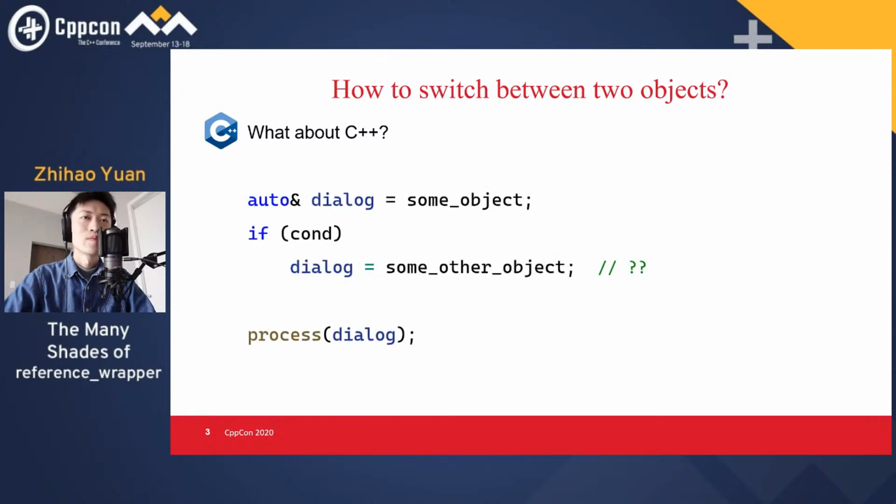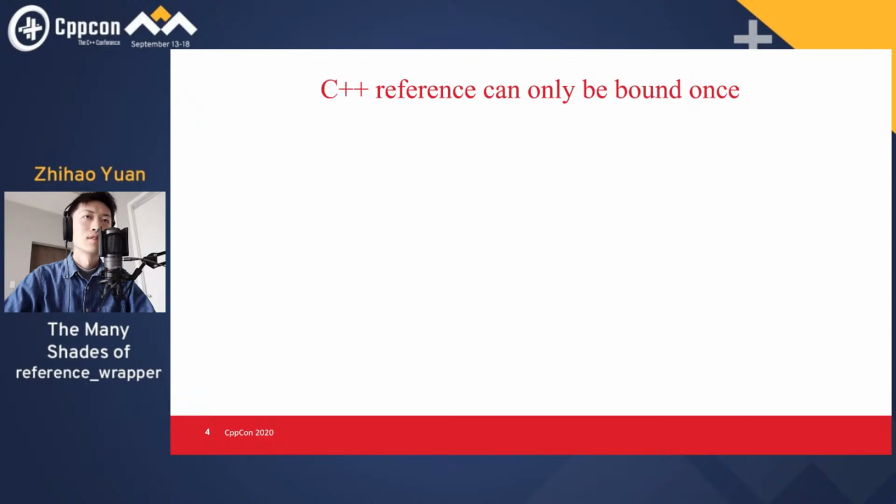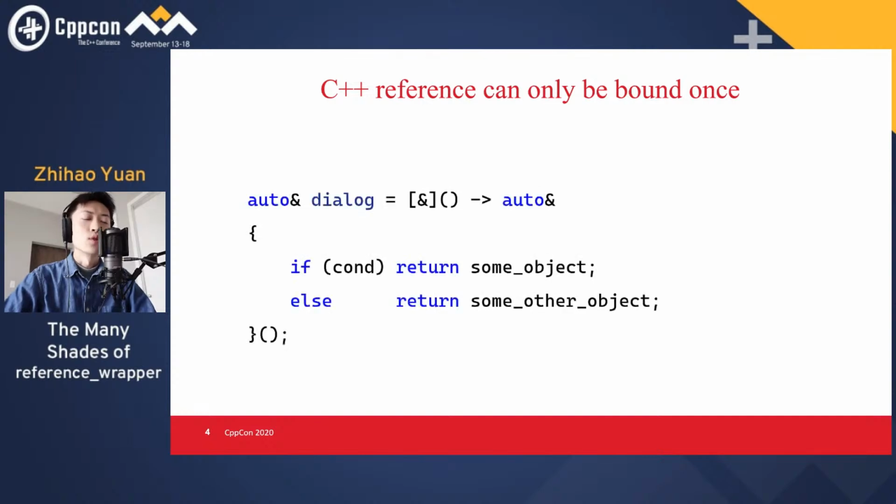Seems not. Because to a C++ reference, once it is bound to an object, it cannot bind to a different object. C++ reference can only be bound once. This does not mean, however, you cannot conditionally bind different objects to a C++ reference. If your control flow allows, you can do something like this. But in the most general case, we need some other thoughts.